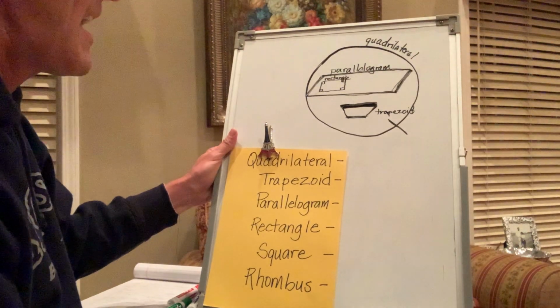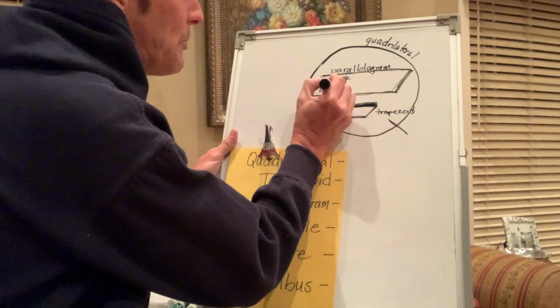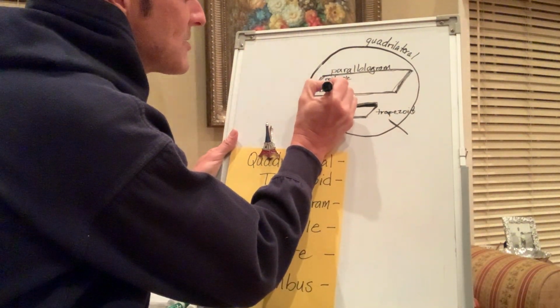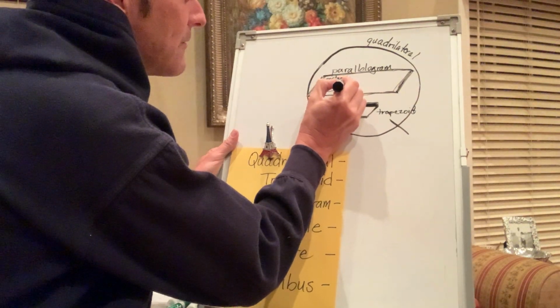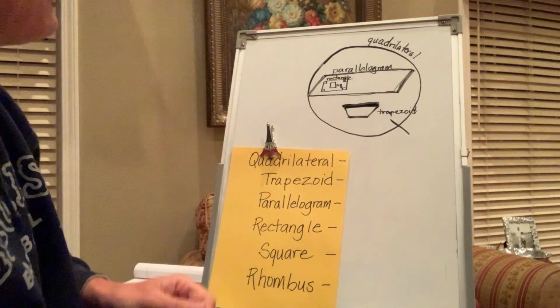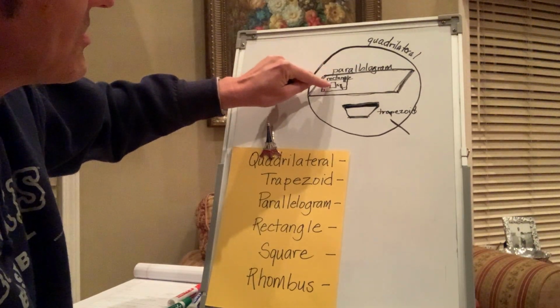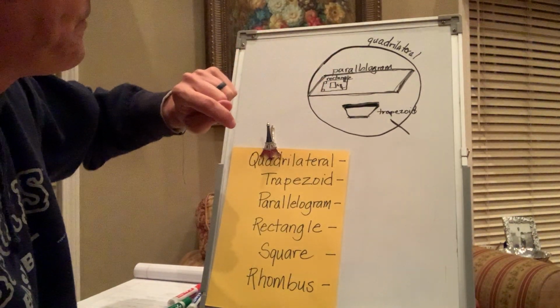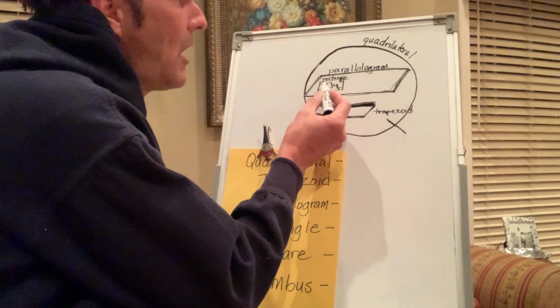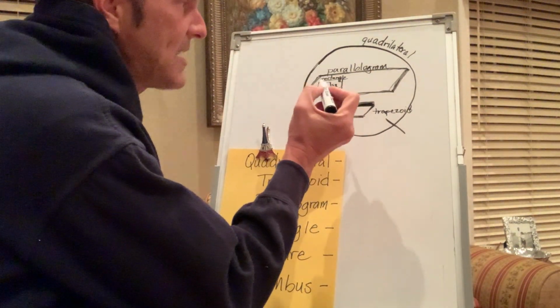So inside that eye, put a little pupil, and the pupil is a square. I don't think I can fit square in there. But a square is a rectangle, a square is a parallelogram, a square is a quadrilateral. A square is a rectangle with 4 equal sides.